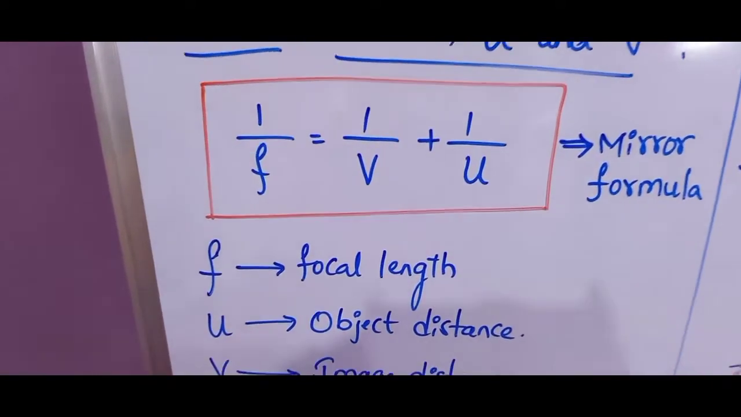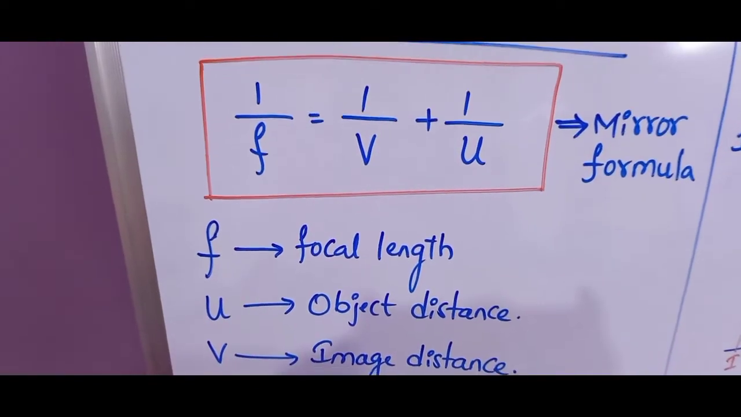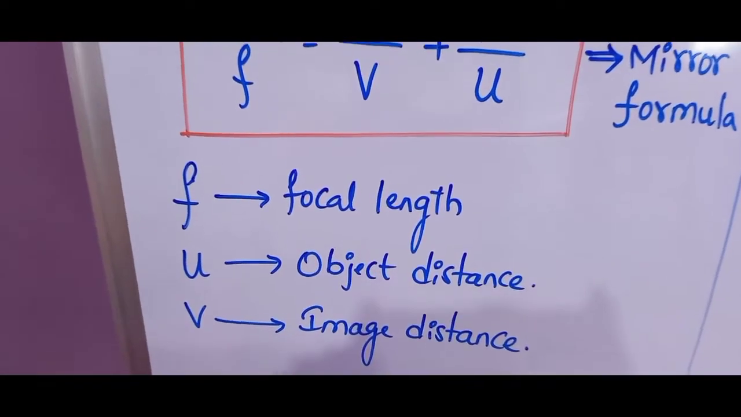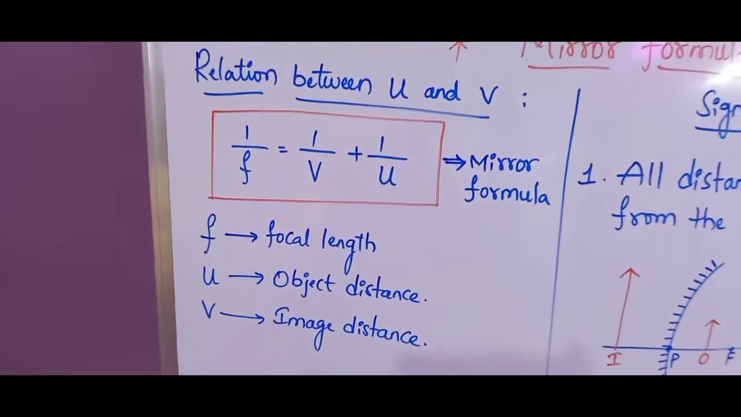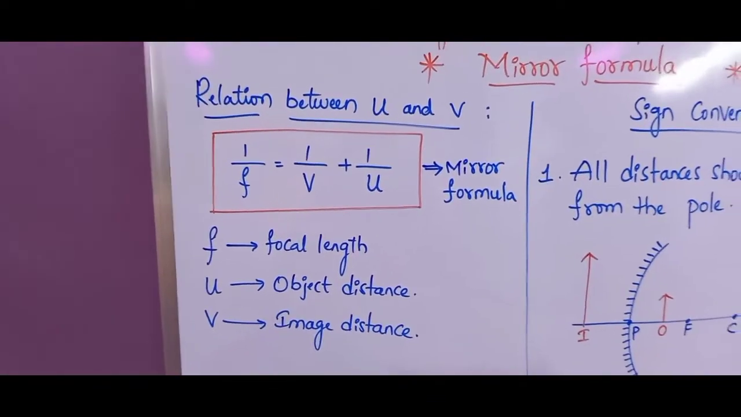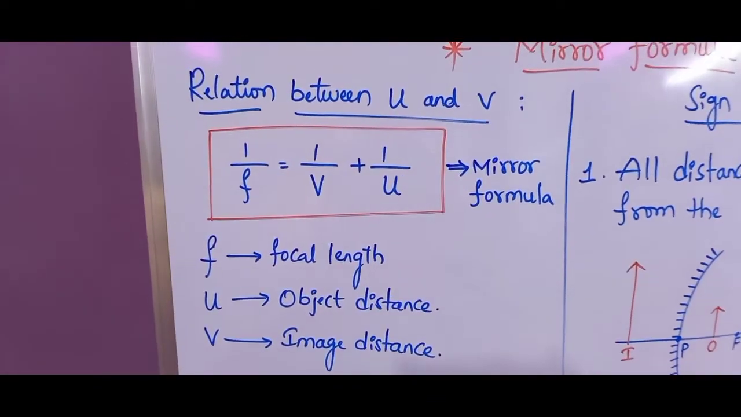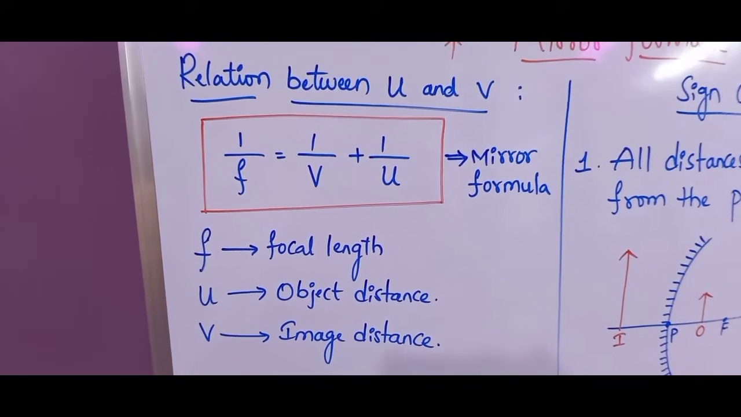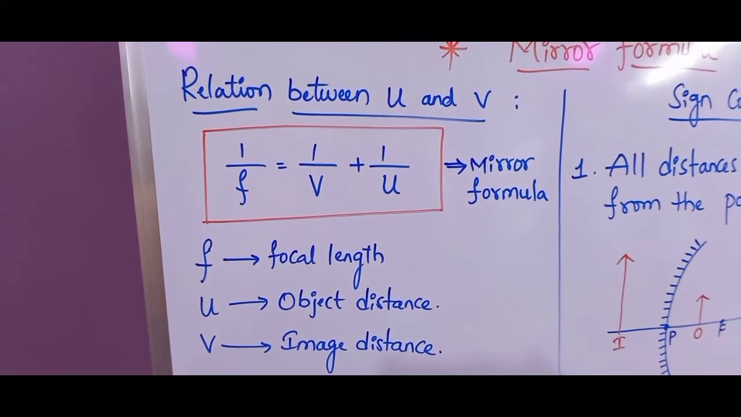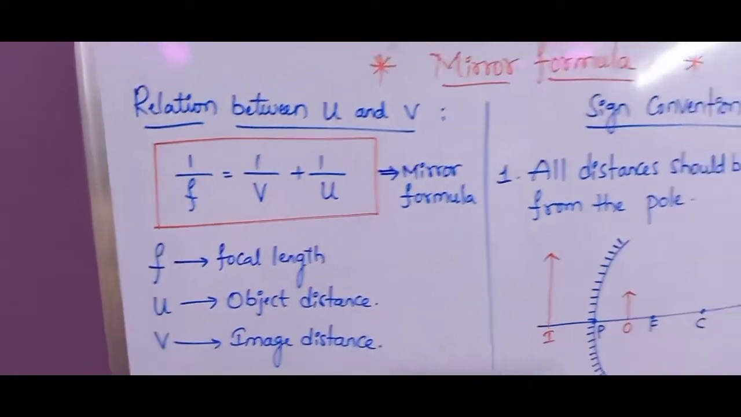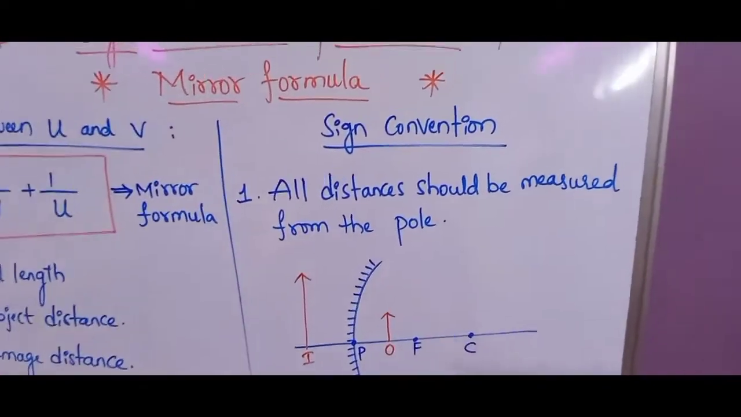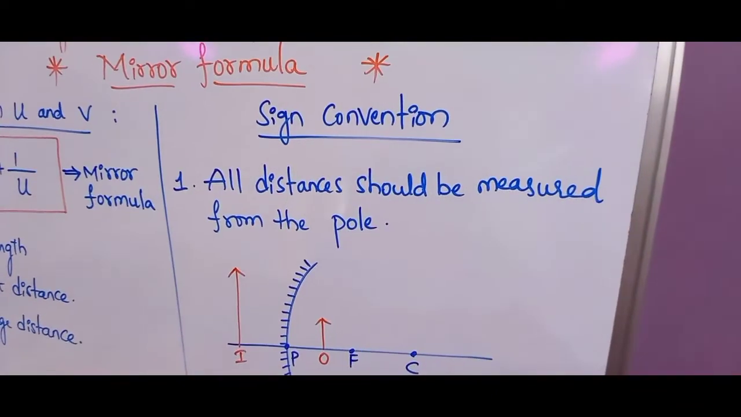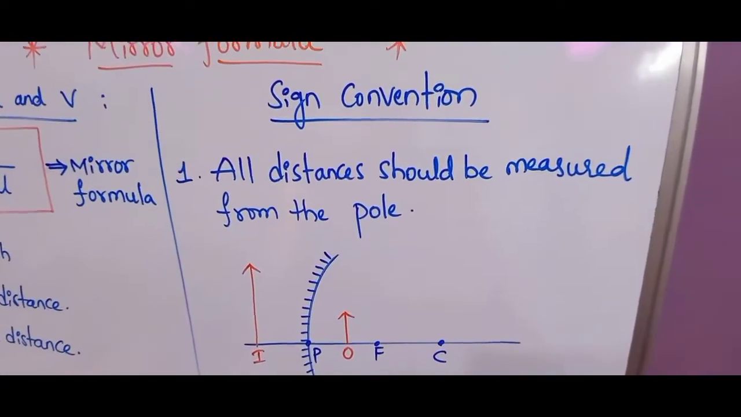In this formula, small f represents focal length, u represents object distance and v represents image distance. While using this formula for calculations, to calculate the object distance as well as the image distance, in every situation we have to use the sign convention. So, how to use the sign convention? There are some rules to give the sign for any calculations.